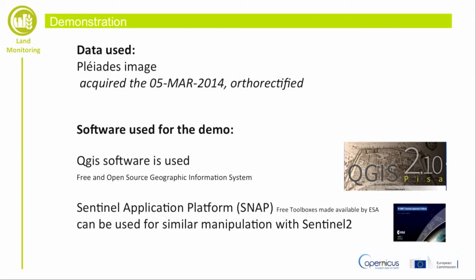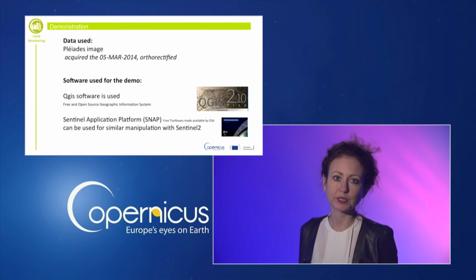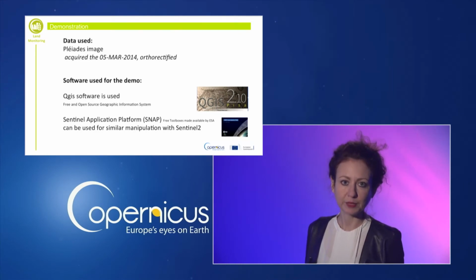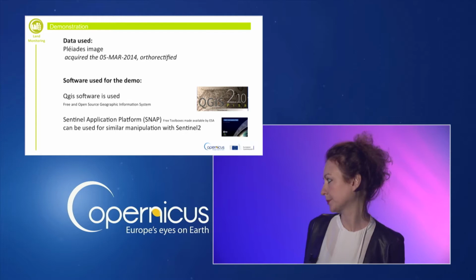We choose the Pléiades data as very high-resolution satellite data for this demonstration. The software we use is QuantumGIS, or QGIS. Similar steps can be done with Sentinel-2 data and SNAP software. We will use the free toolbox provided by ESA, the Sentinel Application Platform, or SNAP.